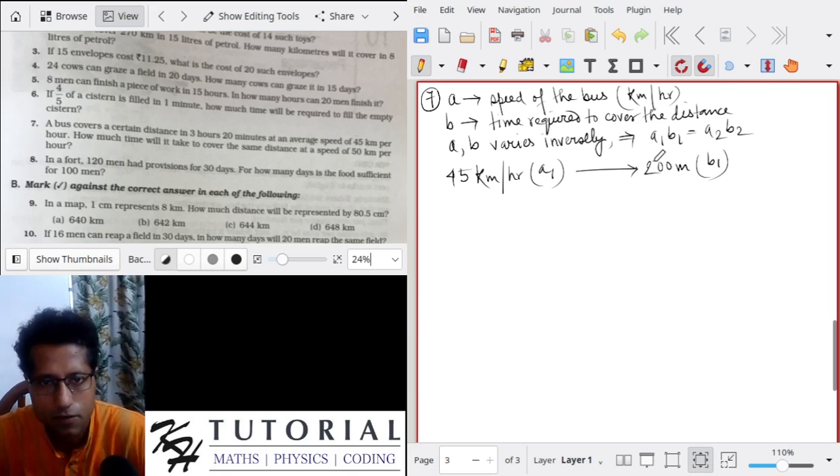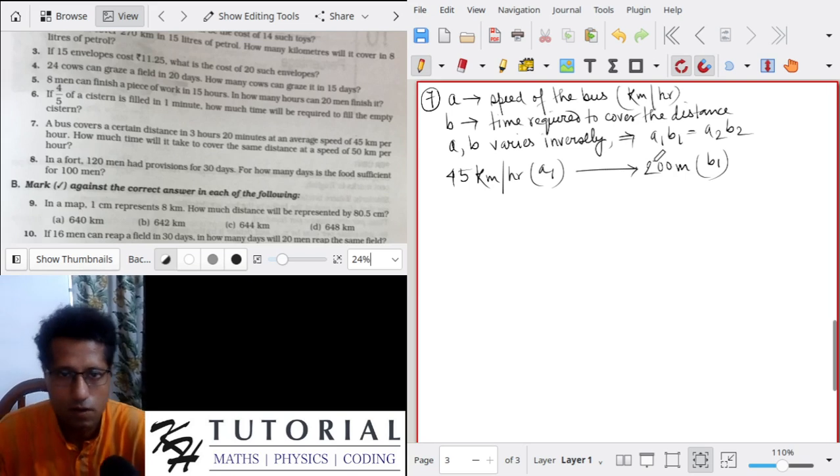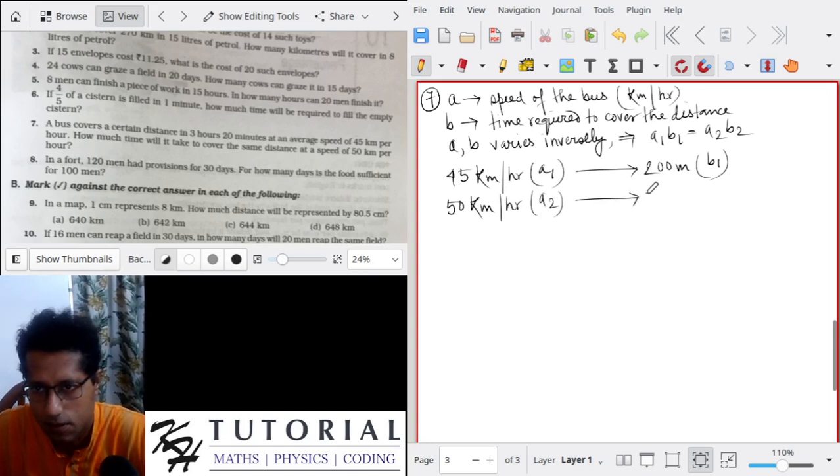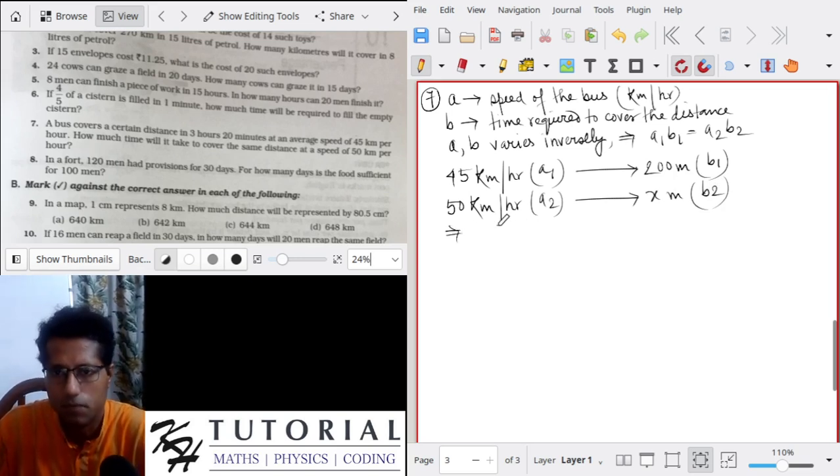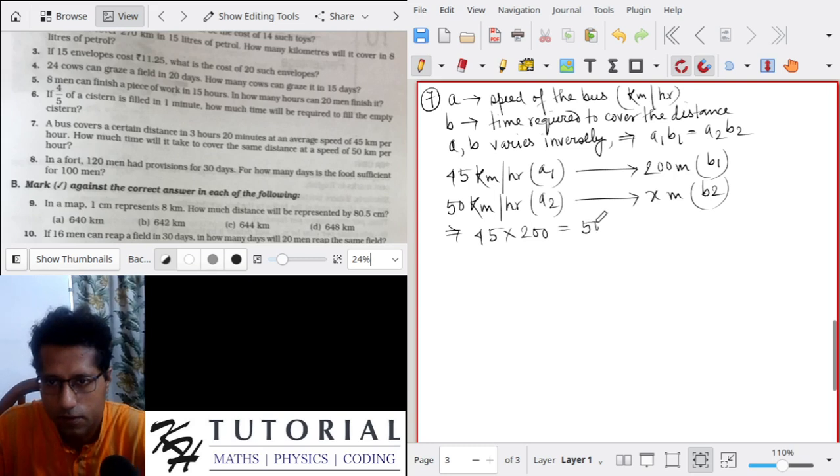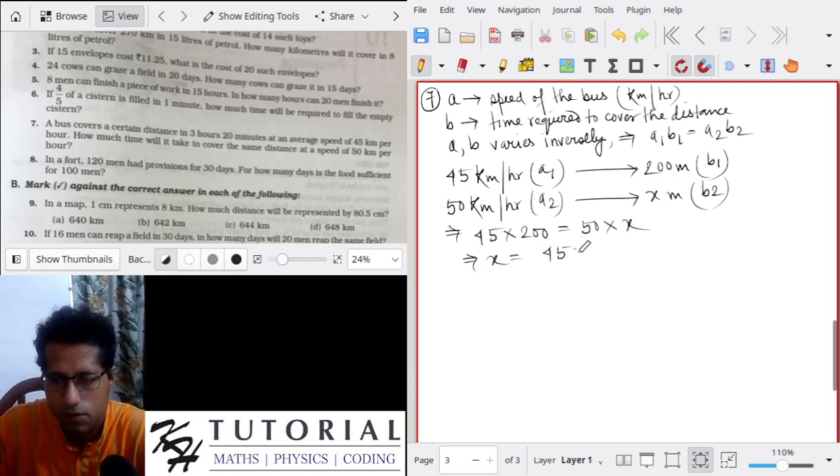Now it is asking how much time will it take to cover the same distance at a speed of 50 km per hour. So if the speed now is 50 km per hour, this be A2, then what is the time it will take to cover the same distance? Let's say it is covering in X minute. So this is B2. Now applying the formula A1 B1 equals A2 B2, we get 45 multiplied by 200 equals 50 multiplied by X. This implies X is equal to 45 multiplied by 200 divided by 50, which is 180.